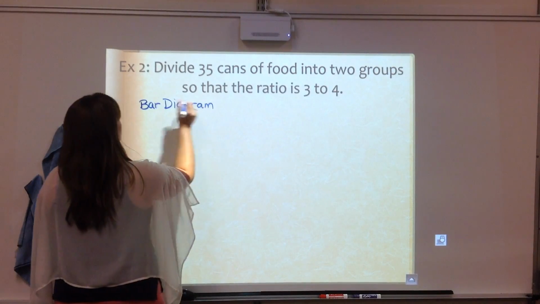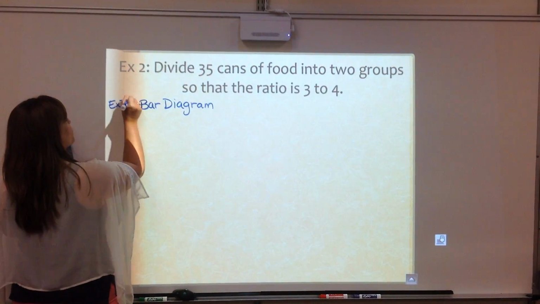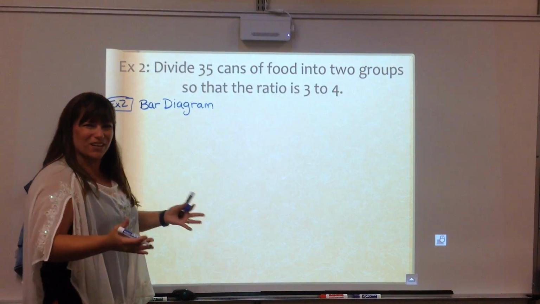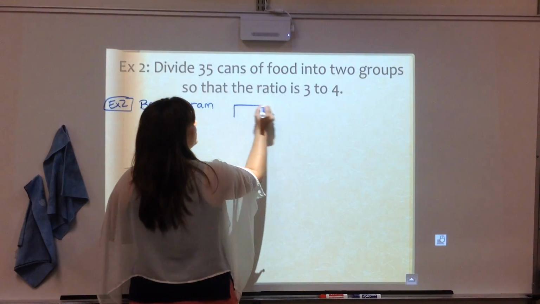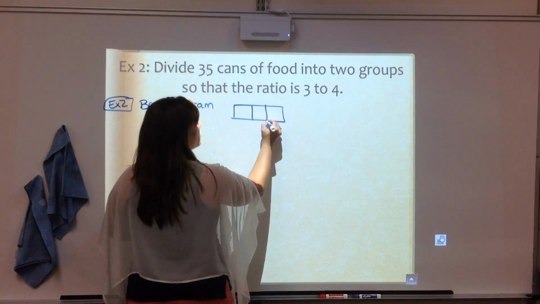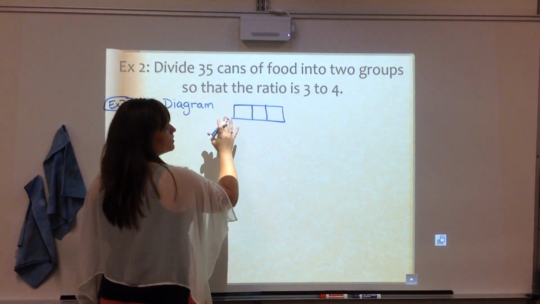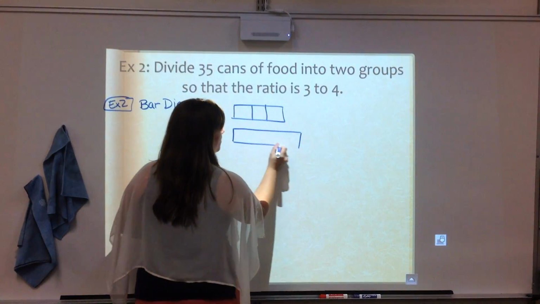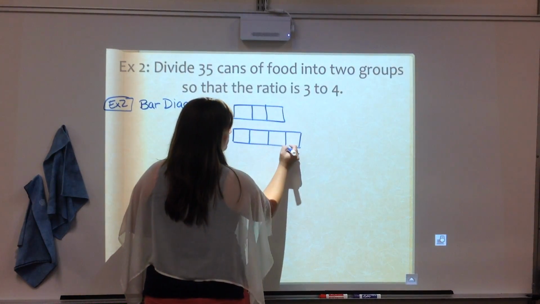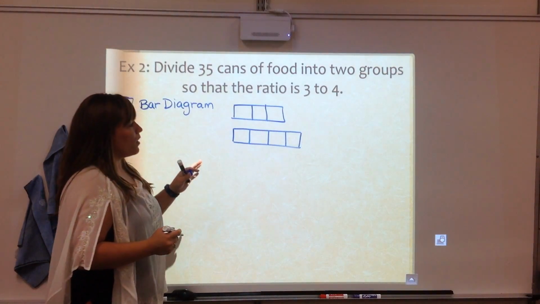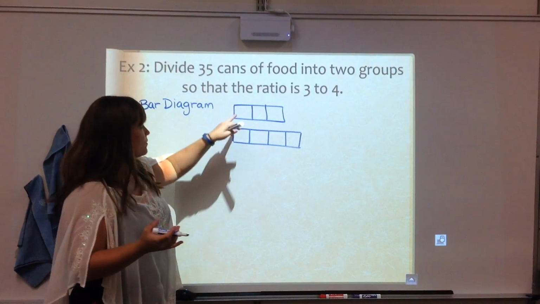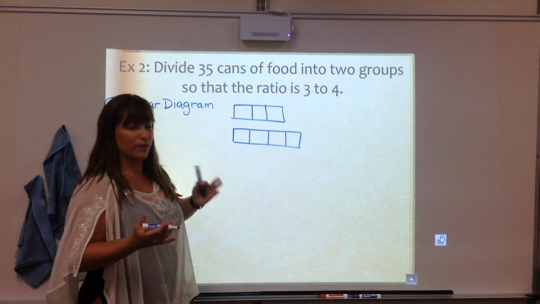And this, in my notebook, I'm going to label it as example 2. So the bar diagram is more picture oriented. So I'm going to have 3 groups, and that's going to be the 3 part of the ratio. And then in the second group, I need 4. So altogether, I have 7 groups. 1, 2, 3, 1, 2, 3, 4.